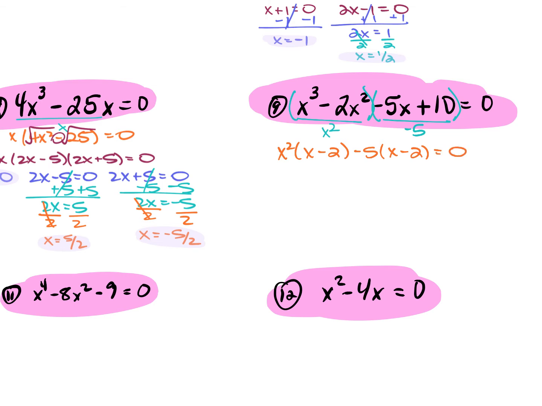From here, this is going to give us x squared minus 5 times x minus 2 is equal to 0. Can we factor any further with this?